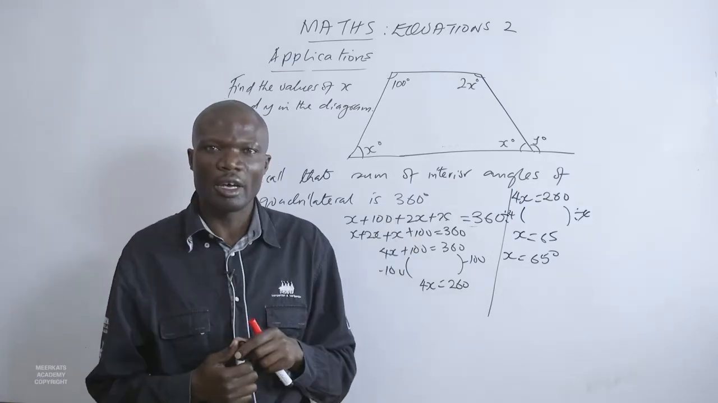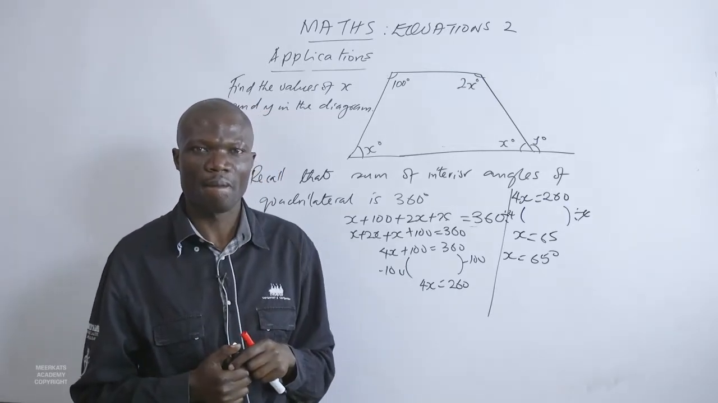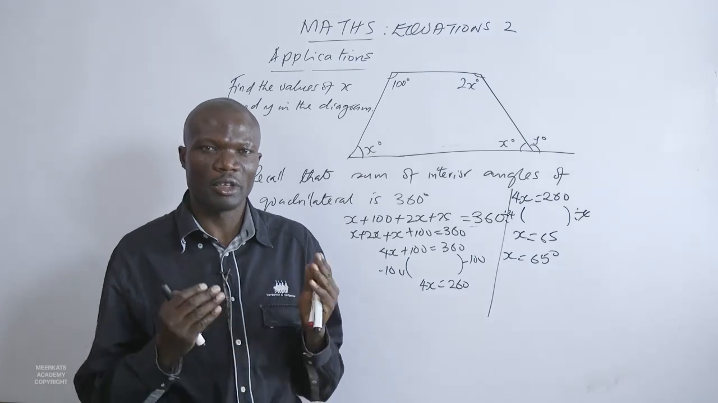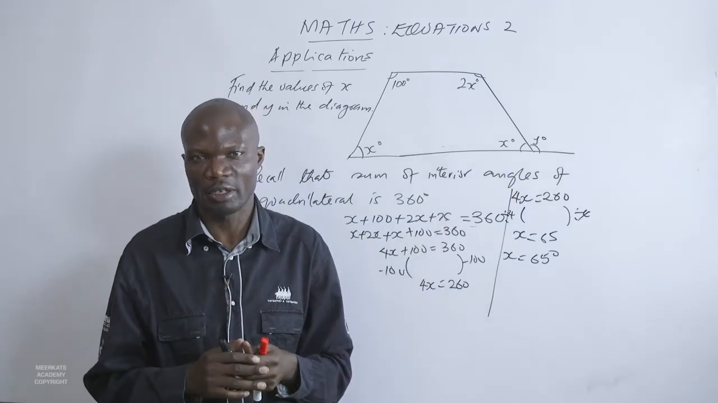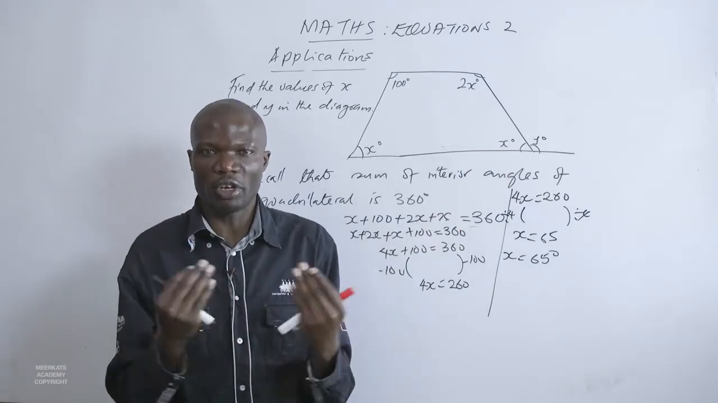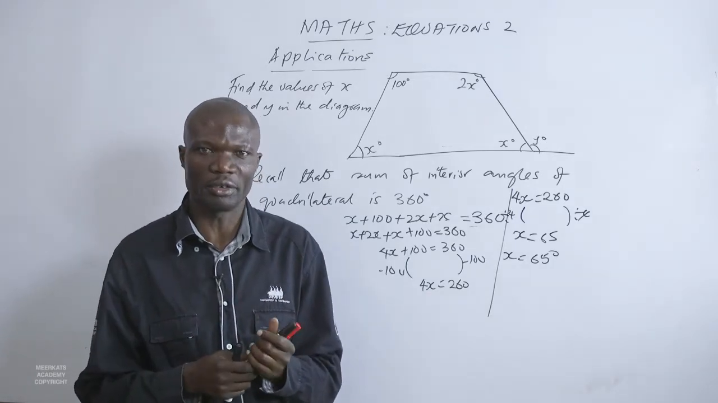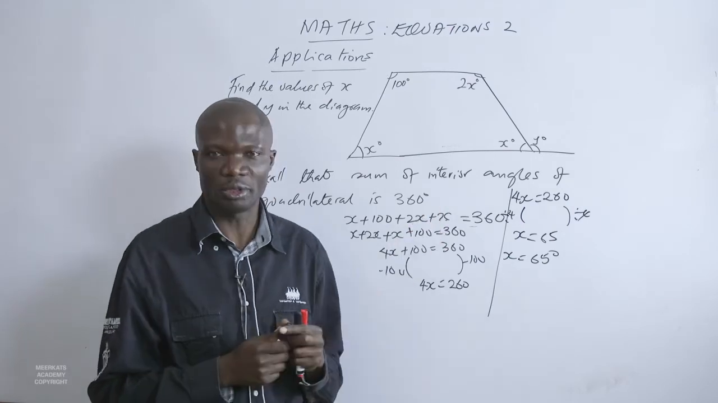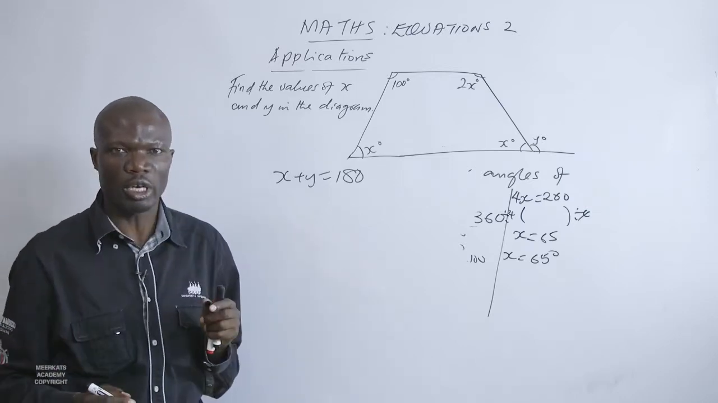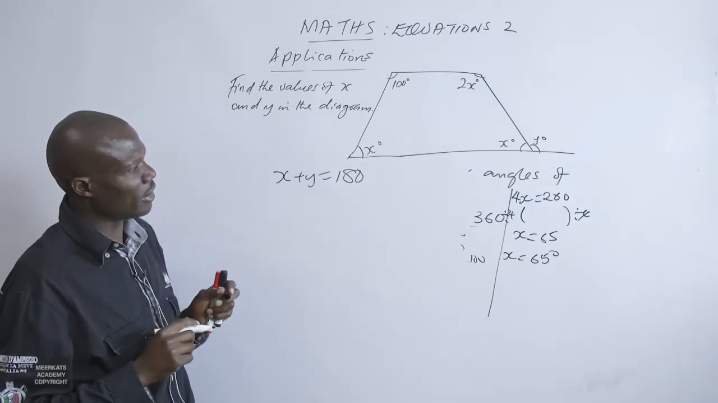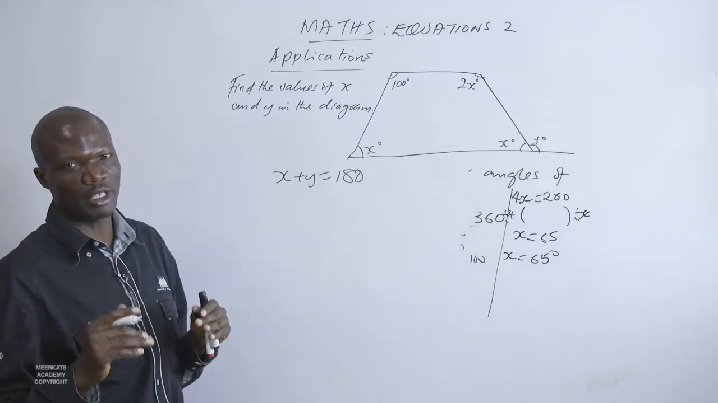We need the angle that we are calling y. For this, again, we need to create a situation that will show us the relationship between x and y. x and y fall on the same straight line, and a straight line is equivalent to 180 degrees. So x plus y is 180 because these are angles that lie on the same straight line.